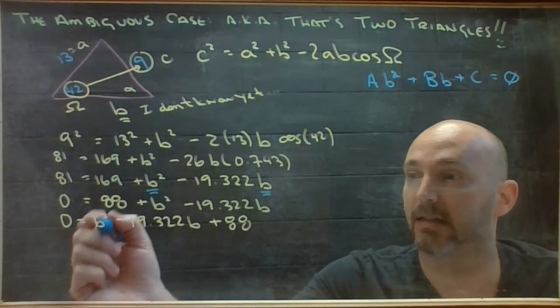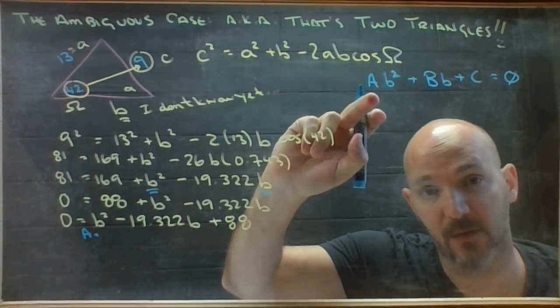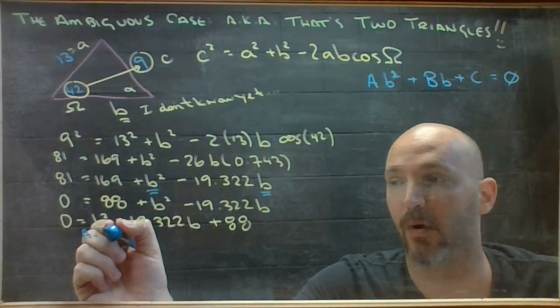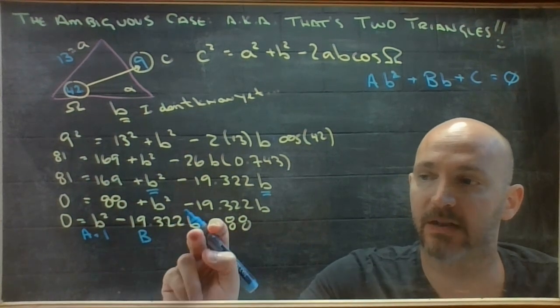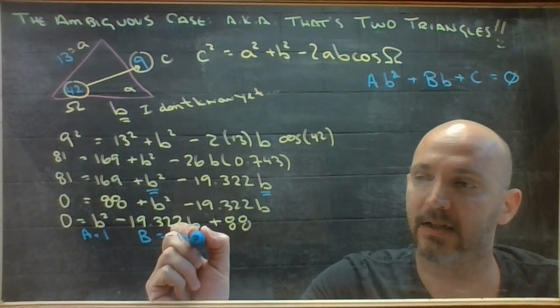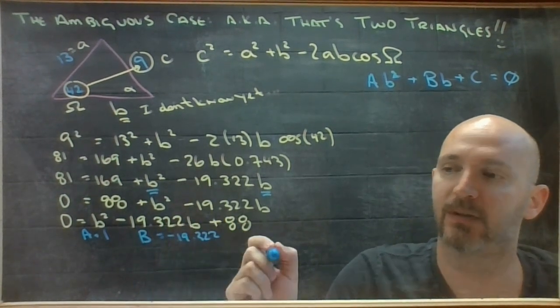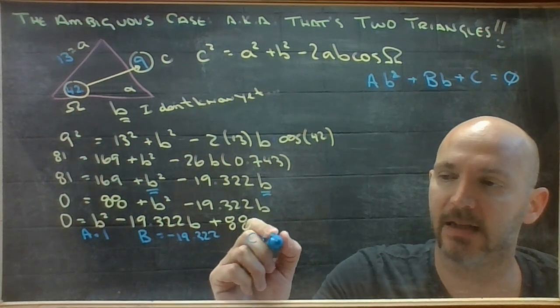So I've got an a value here. The a value is the number attached to my squared thing, which is 1. So there's one b squared there. The number attached to my not squared thing is negative 19.322. And my number without a variable at all is 88.